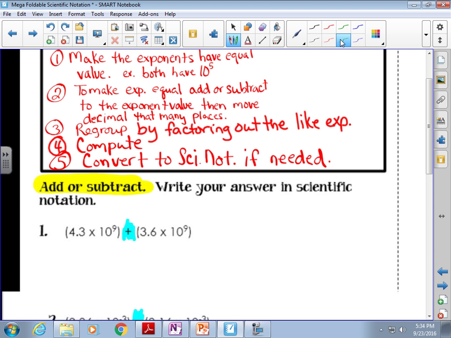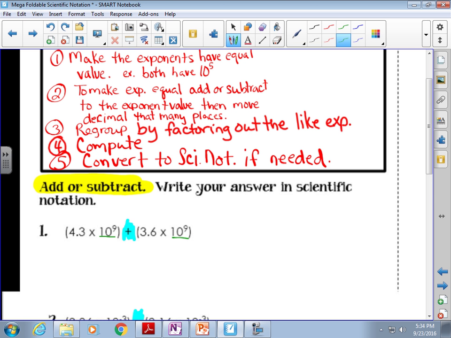All right, let's look at number 1. I have the quantity of 4.3 times 10 to the ninth plus the quantity of 3.6 times 10 to the ninth. Right here, I look at my exponents first. It says make the exponents have equal value. All right, so I have 10 to the ninth, 10 to the ninth. They already have equal value, so I don't have to do anything. So I'm really on step 3 now. Regroup by factoring out the exponent.